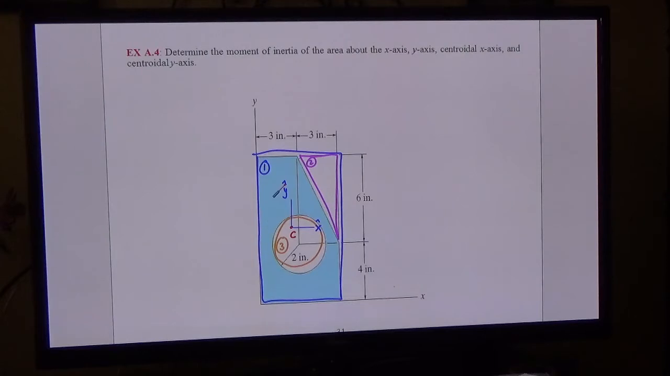So I want to write it out. If I want I about x hat, what I'll need to do from the composite area method is add up I about x hat for part 1 plus I about x hat for part 2 plus I about x hat for part 3. But in this case, I'm not actually adding these others. I have holes for part 2 and part 3, so this should be minus.